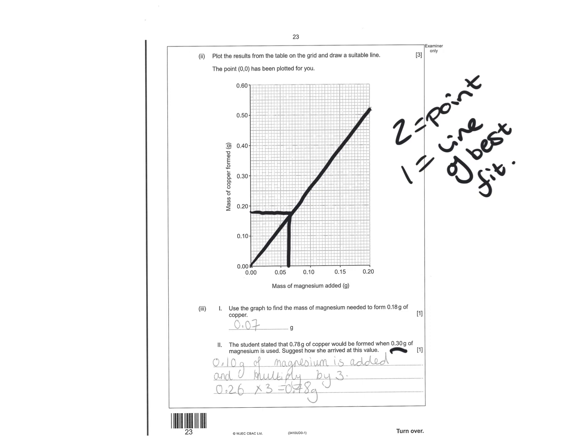So basically you have to do like trial and error, stress how she arrived at this value. So 0.1 grams of magnesium is added, multiply that by 3, and you would have got that value, because that's what happens when you add 0.1 grams, multiply it by 3, you've got that.